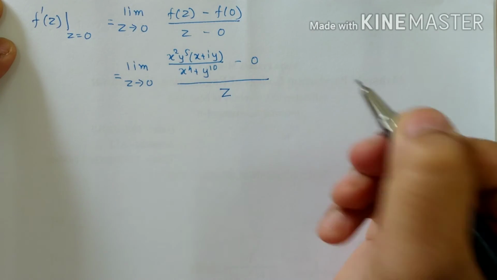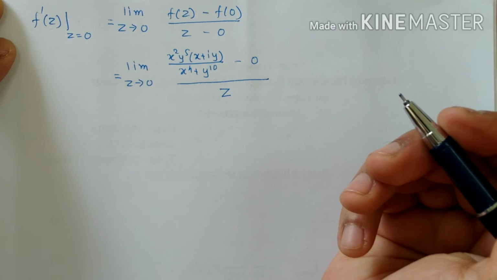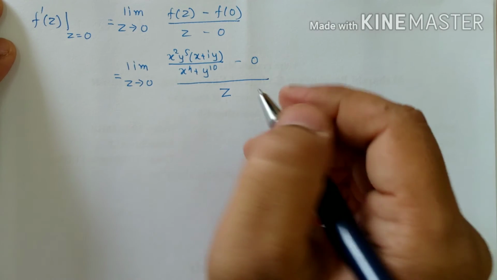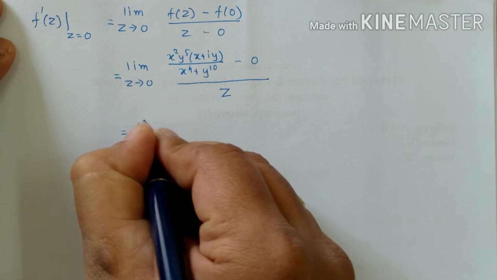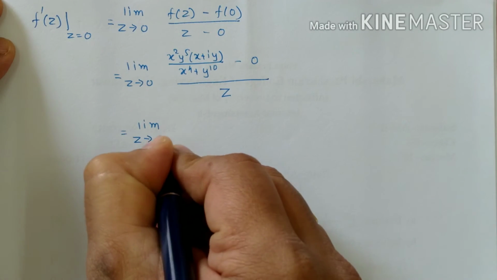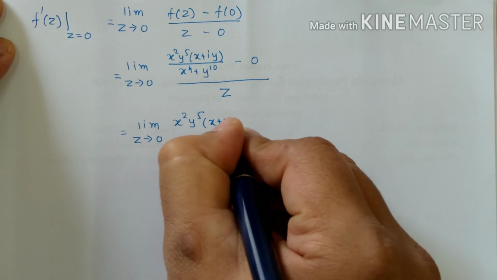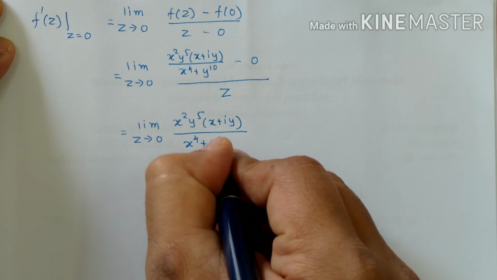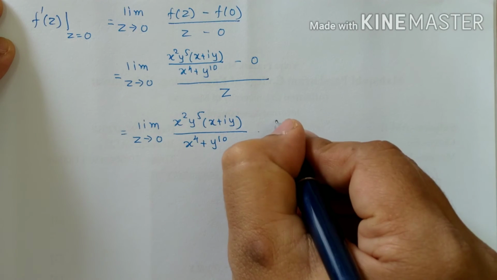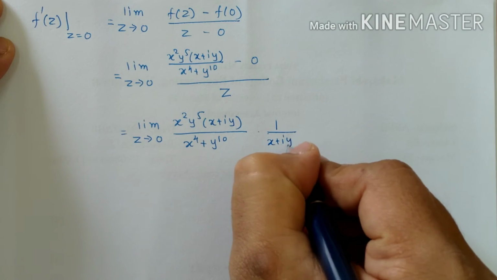Divided by z minus 0 is z. Now z can be replaced by x plus iy. Hence I am getting limit z tends to 0, x square y raised to 5 into x plus iy whole divided by x raised to 4 plus y raised to 10 into 1 upon z. But 1 upon z is nothing but 1 upon x plus iy.